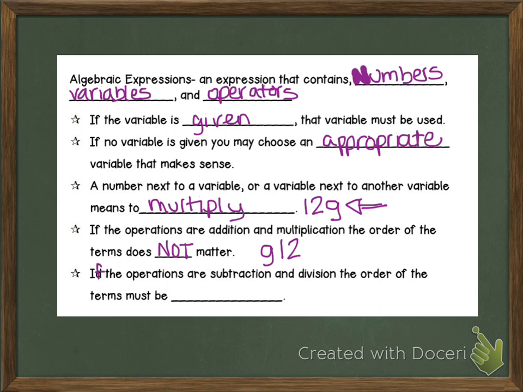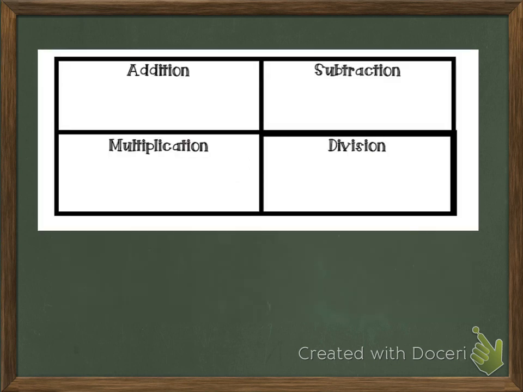If the operations are subtraction and division, the terms must be in order. For instance, 10 minus 5 equals 5. But if we were to have written 5 minus 10, that would equal negative 5. So those don't give you the same answer. So the order matters. I want you to press pause and write in words that you know mean addition, subtraction, multiplication, and division, and then press play when you have finished.